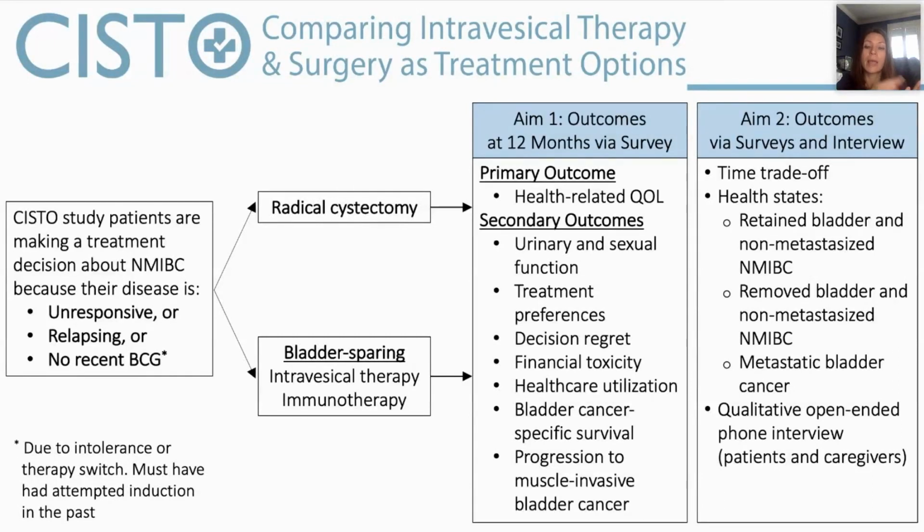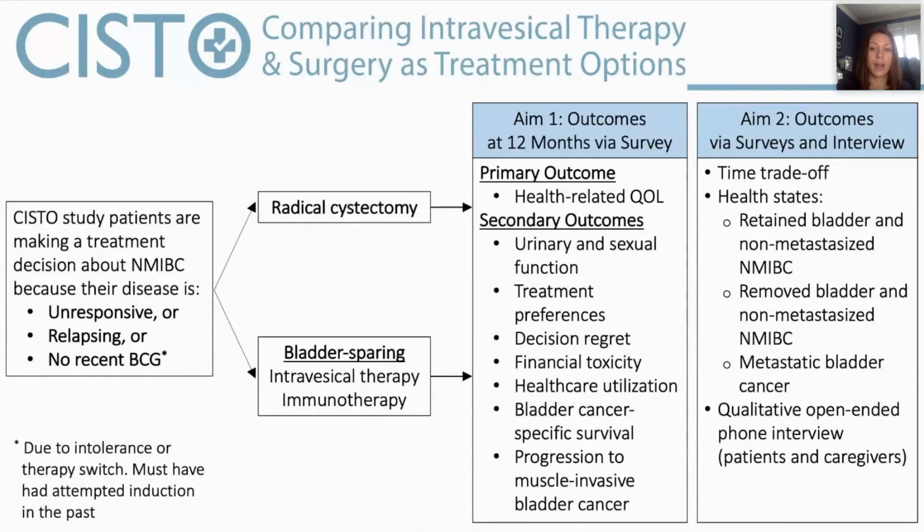And you can see in AIM-1 over here in that box, the primary outcome was their most valued outcome, health-related quality of life at 12 months. But we had a number of secondary outcomes: sexual function, treatment preferences, decision regret, financial toxicity, how much healthcare they are utilizing, progression, and bladder cancer specific survival.